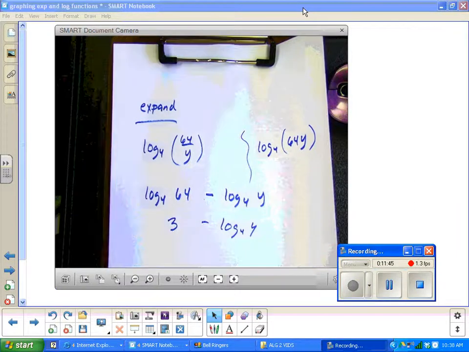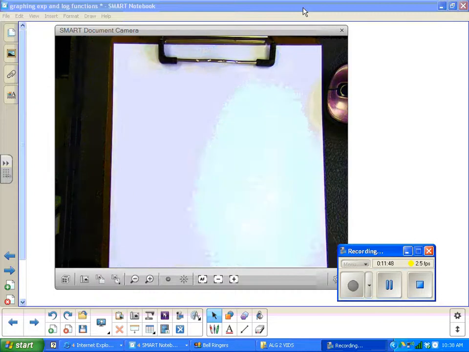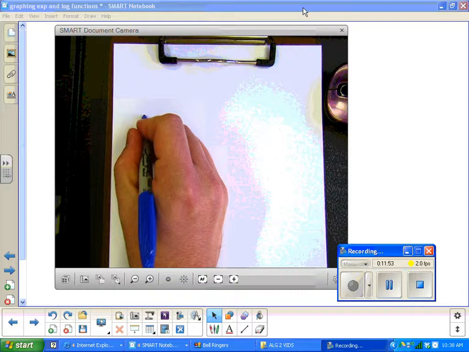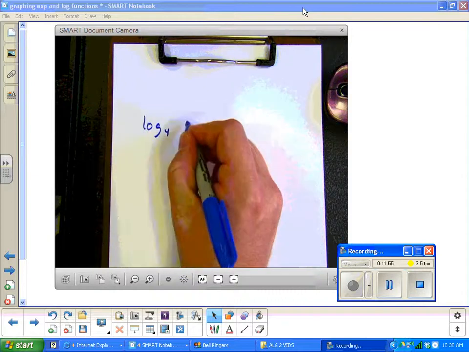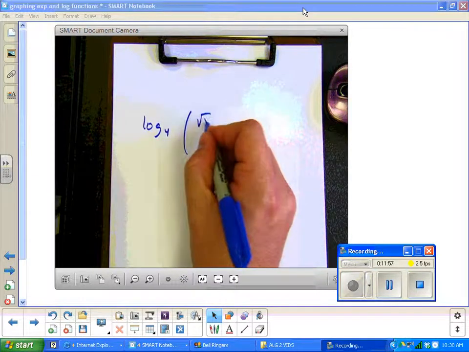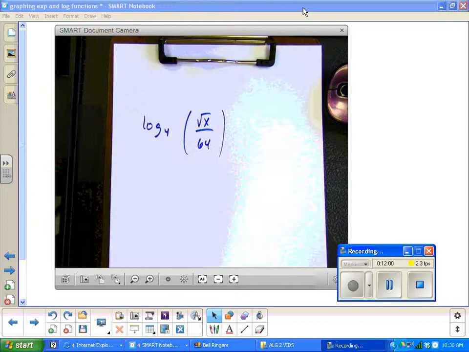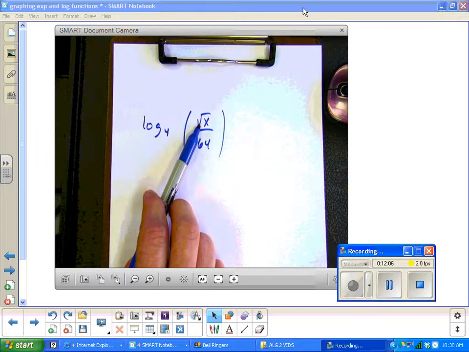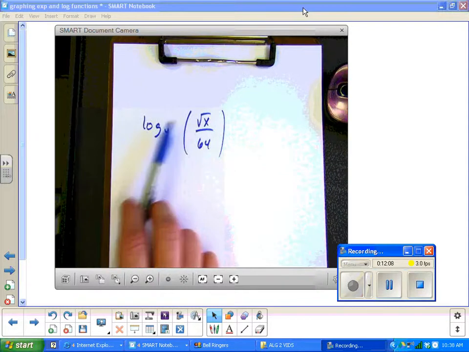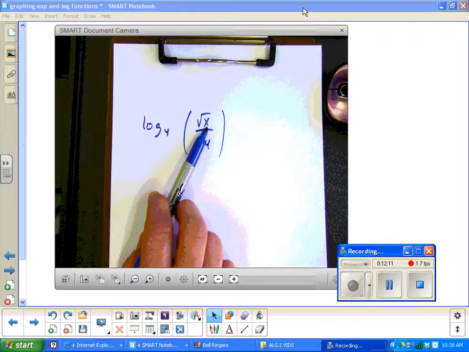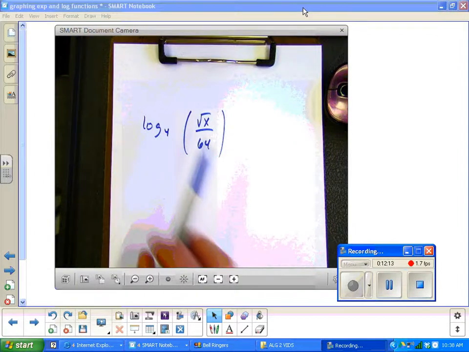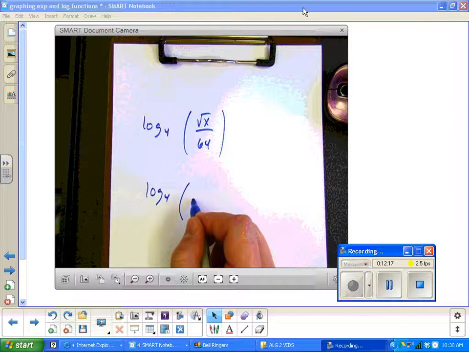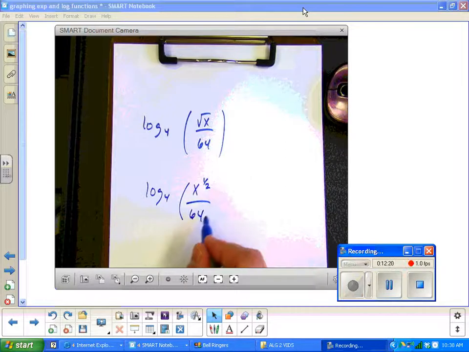Now we're going to add a radical to this one. All right. So let's see what you can think about. So log base 4 of, let's say, the square root of x over 64. Okay, so let's think about what we will do here. Now, with radicals, we never want to write a radical with a logarithm. We always want to write it with a rational exponent. So what's the same thing as writing square root of x? 1/2, right? x to the 1/2 power, right?